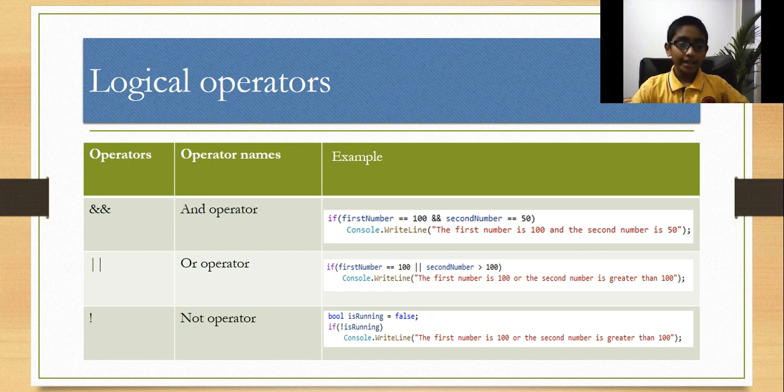For example, inside an if statement, if firstNumber equality operator 100, if that condition is true, then it returns true. But when you're using the NOT operator, if it is true, then it'll return false.